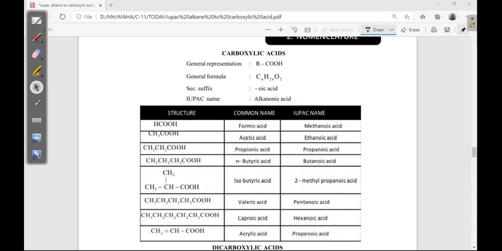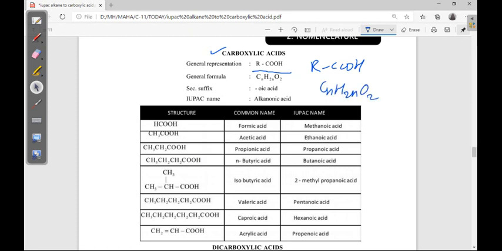Carboxylic acids: the general representation is RCOOH, and the general molecular formula is CnH2nO2. The suffix is oic acid, and the IUPAC name is alkanoic acid. These are the important main suffix and IUPAC name. You have to concentrate on these things and remember them. The remaining is not so necessary.